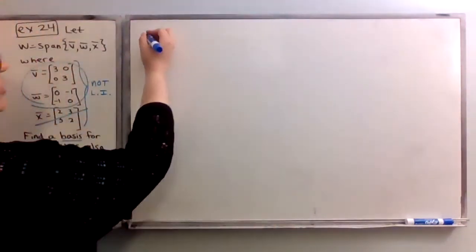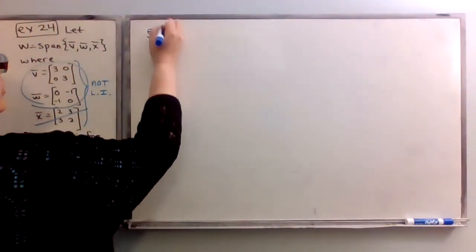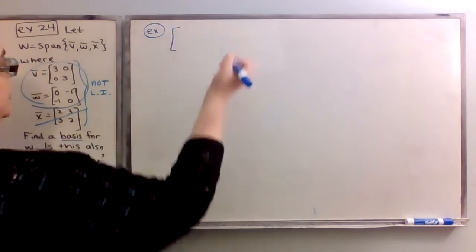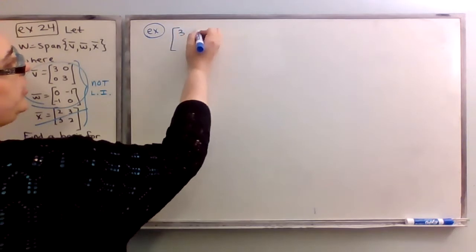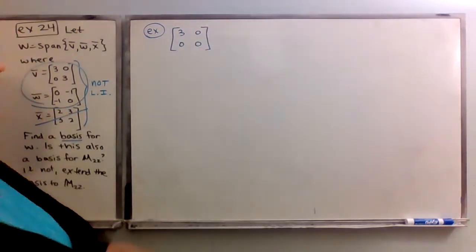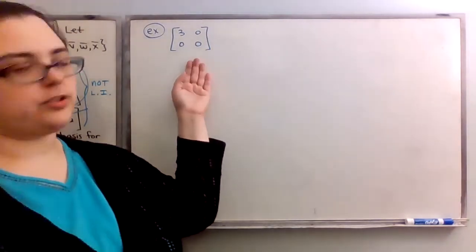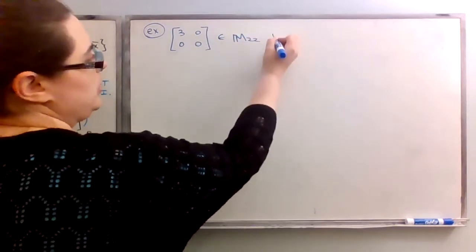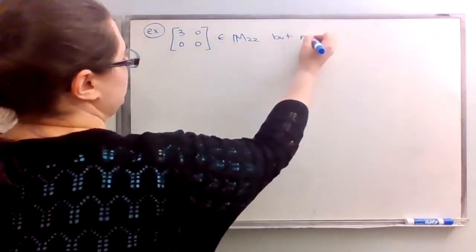Yes. So here's an example. Let's say I've got, in fact, let's just keep this easy, and I'm going to go with 3, 0, 0, 0. If I have this vector, this is a vector that's in M22, but not W.